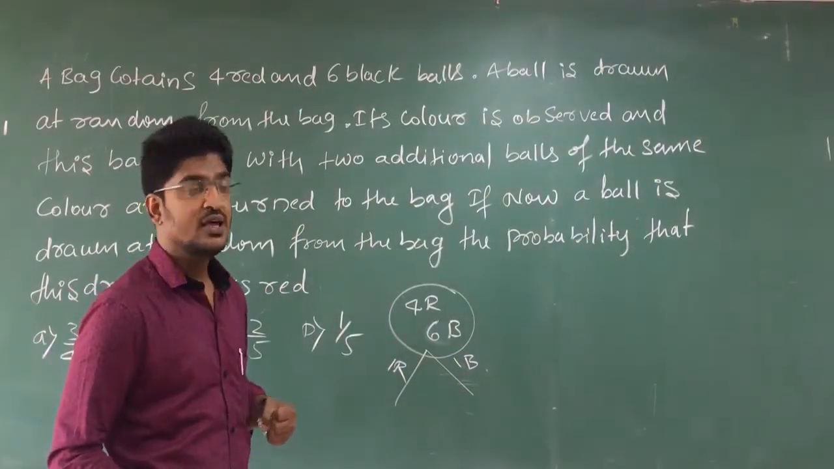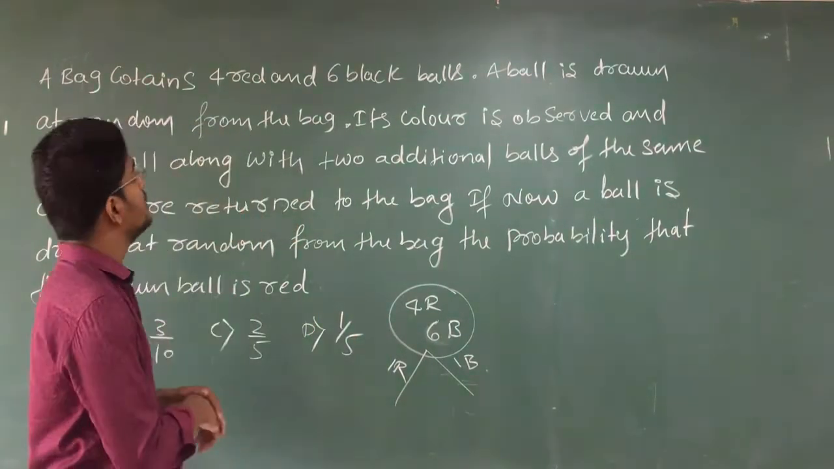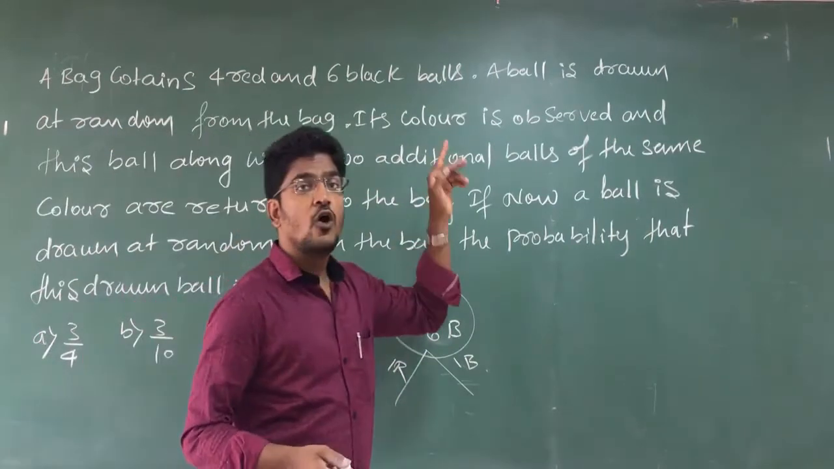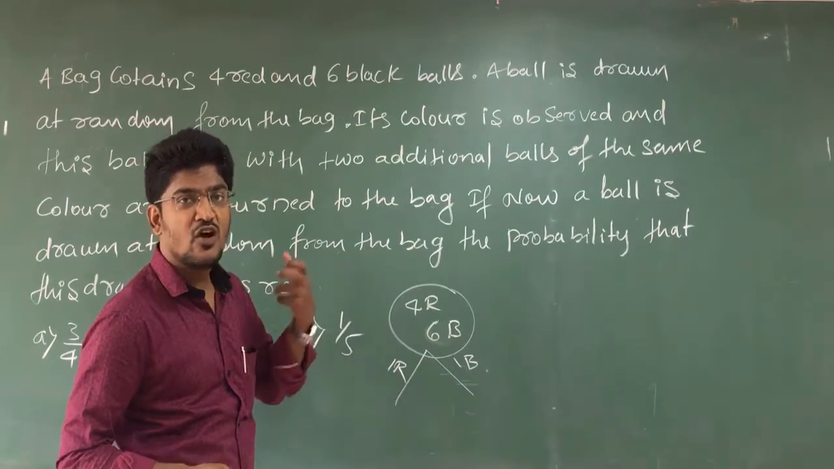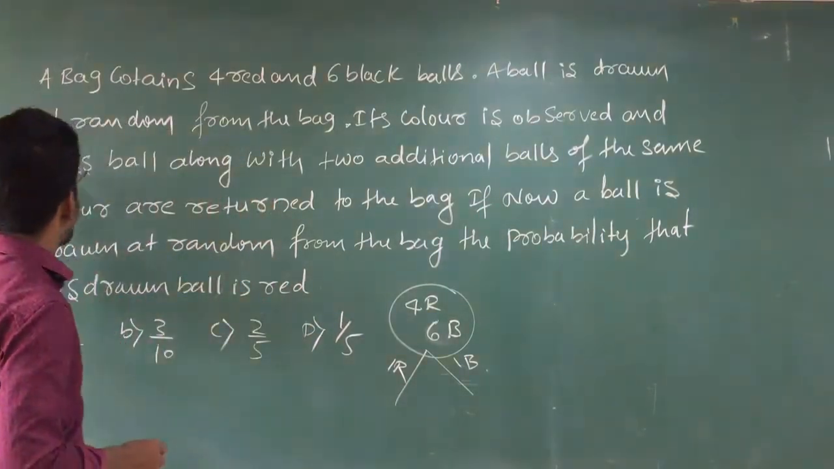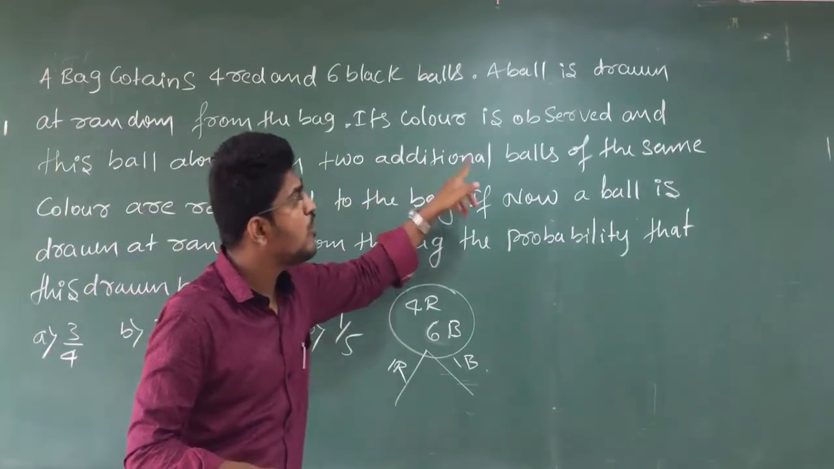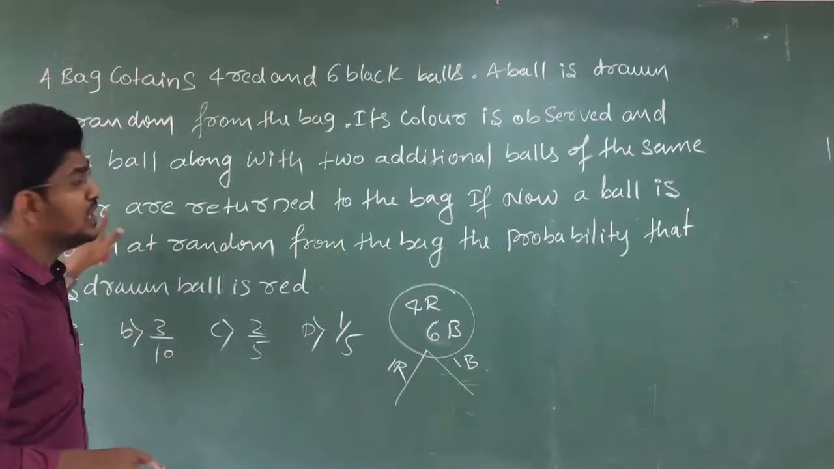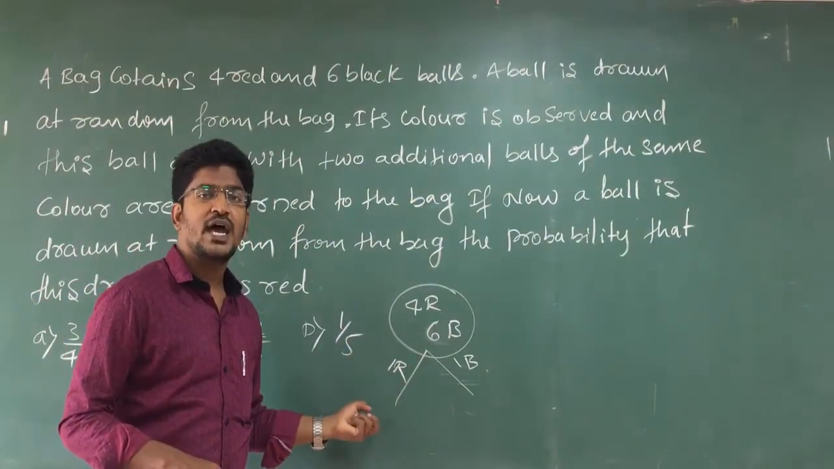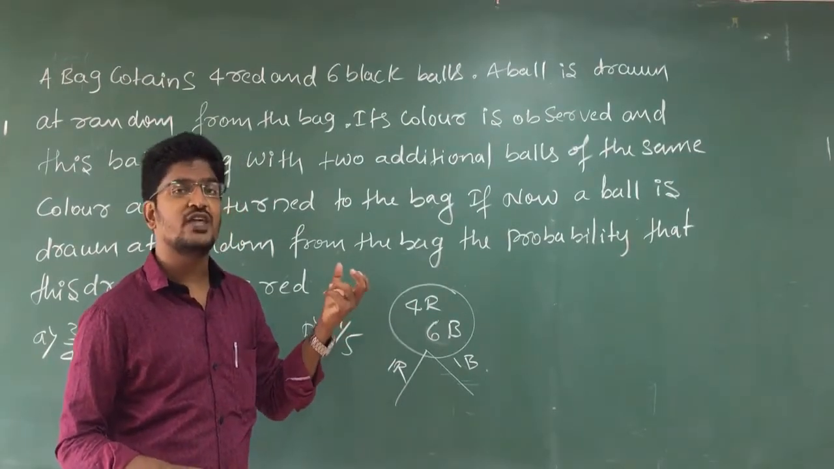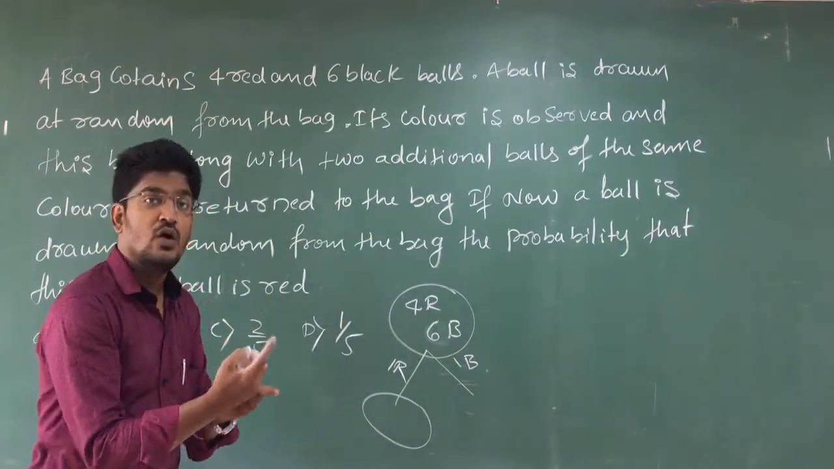One ball is drawn. So what is the probability? Either it can be red or it can be black. Now its color is observed. That means whenever you take the ball from the bag, the color of that ball is observed, and this ball along with 2 additional balls of the same color are returned.